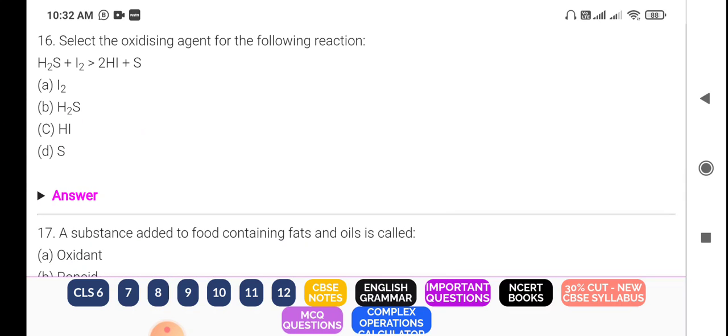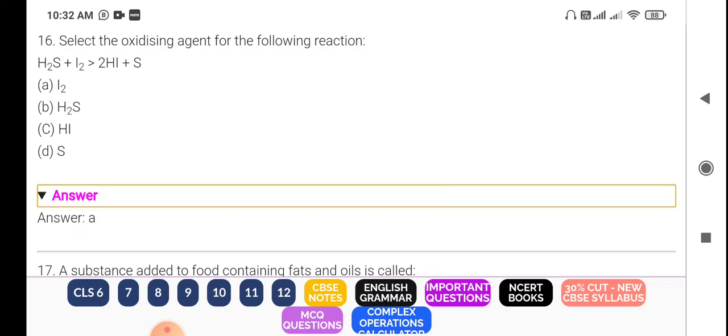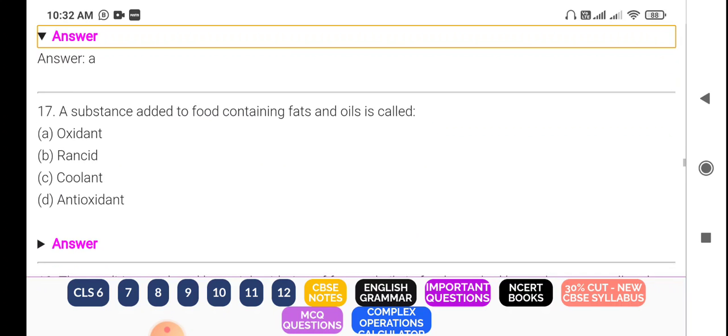16. Select the oxidizing agent for the following reaction. Hydrogen sulfide plus iodine. So what will happen then? Hydrogen iodide plus sulfur. So what will be the answer? A is the iodine, hydrogen sulfide, hydrogen iodide and sulfur. So A is the correct answer, iodine.